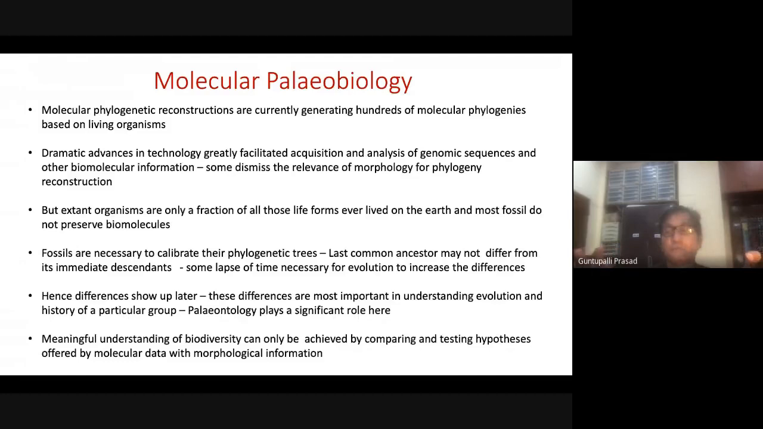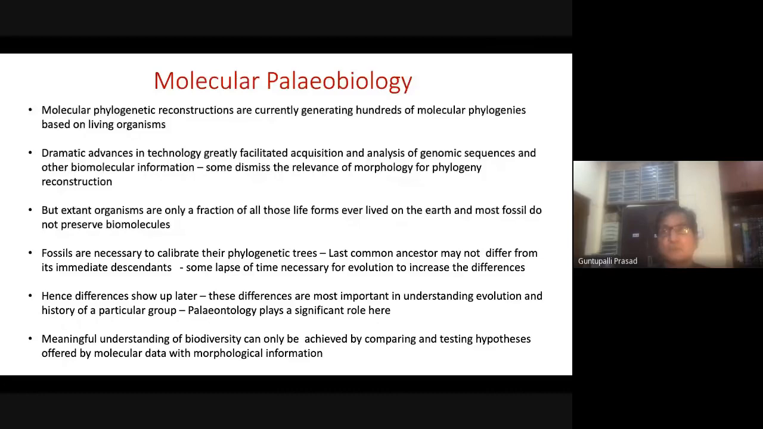And on the other hand, fossils do not contain any biomolecules, unless you have very recent fossils, sub-recent, or even Neogene sediment fossils, which may contain some biomolecules. But most of them do not contain any biomolecules. Those are only degraded biomarkers. But fossils are necessary to calibrate the phylogenetic trees.